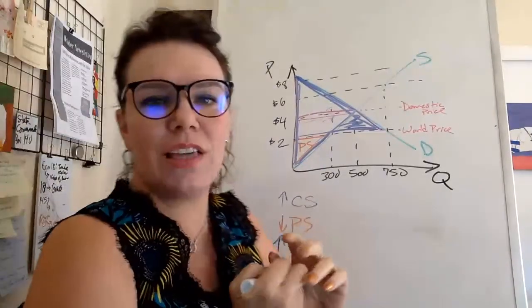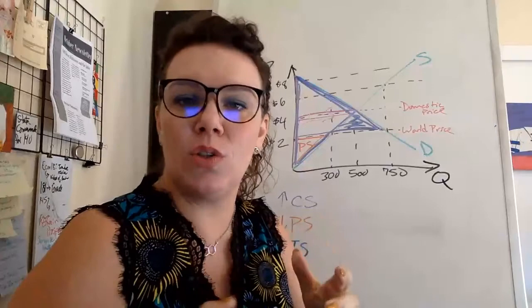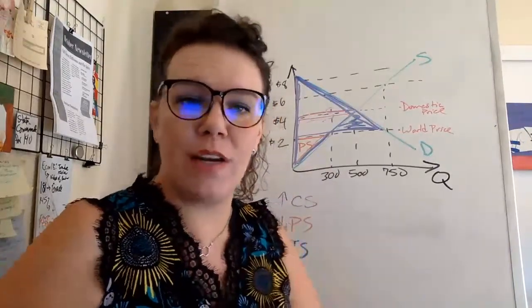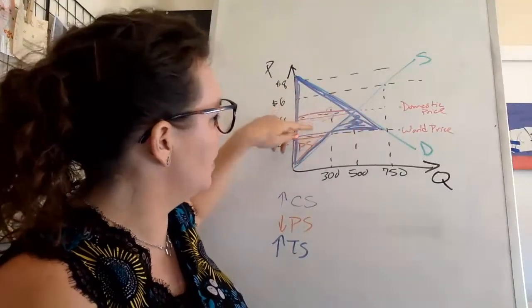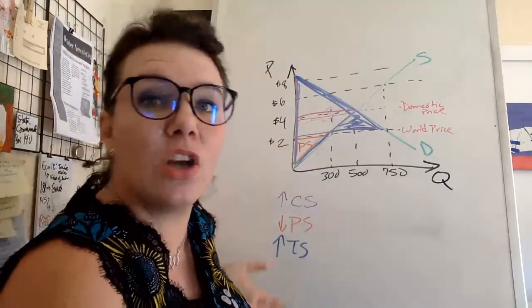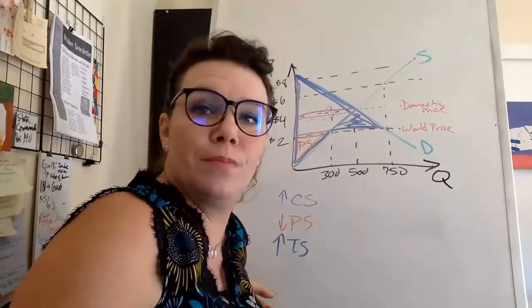So if we want to look at what happens if the US goes from a closed economy to free trade and the world price is $2, we're going to see bigger consumer surplus, smaller producer surplus, and larger total surplus overall. Okay?